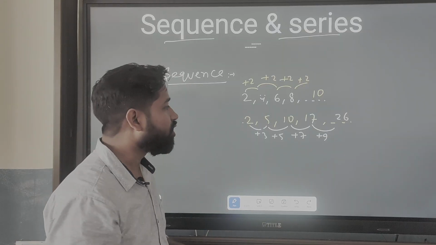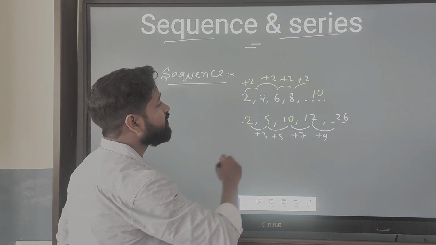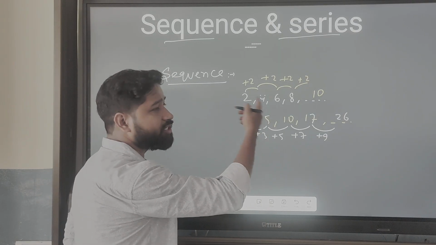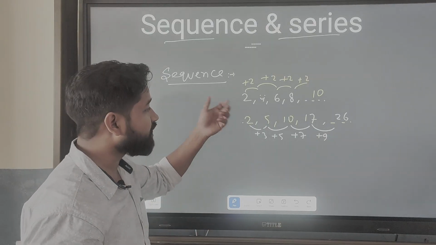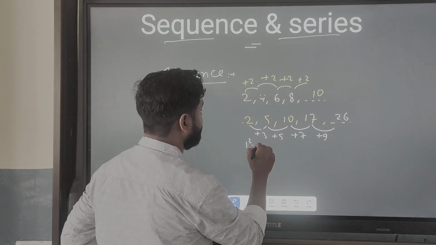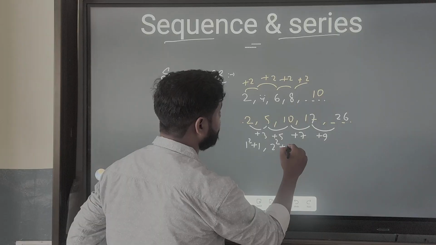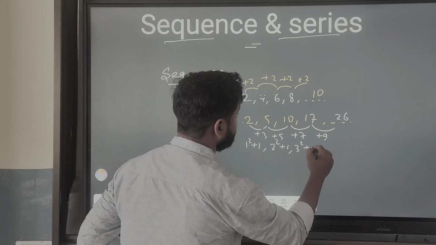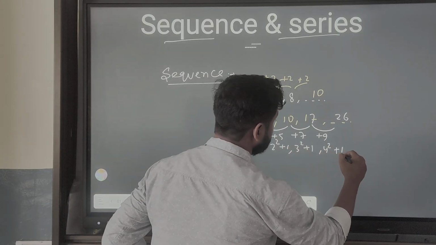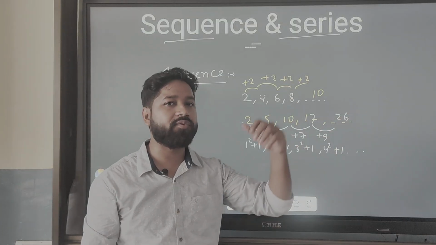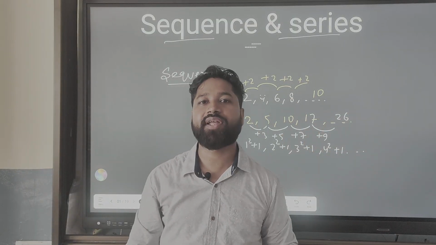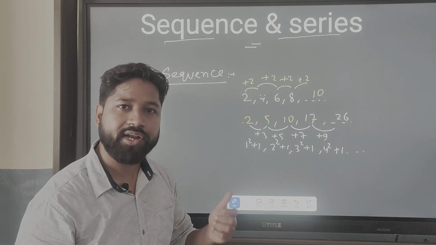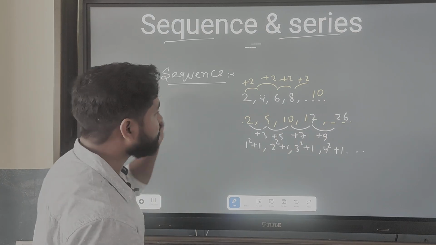Are you getting that? Some of the students can say this also: sir, this is nothing but a perfect square plus 1. This is 1 square plus 1, this one is 2 square plus 1, this is 3 square plus 1, this one is 4 square plus 1. In the same manner the next will be 5 square plus 1, that is 25 plus 1, 26.